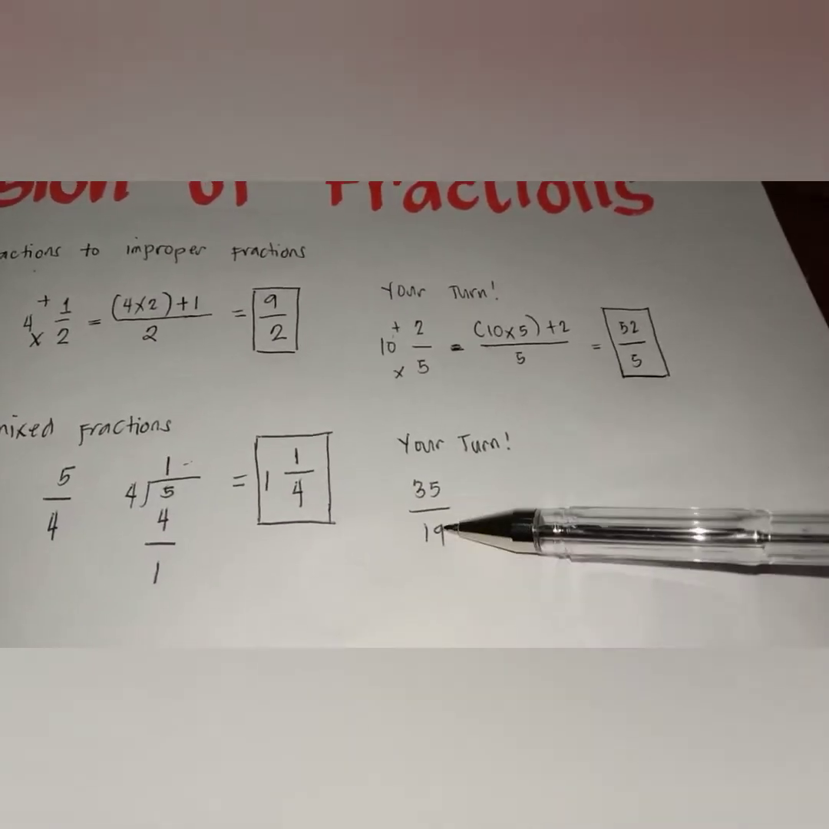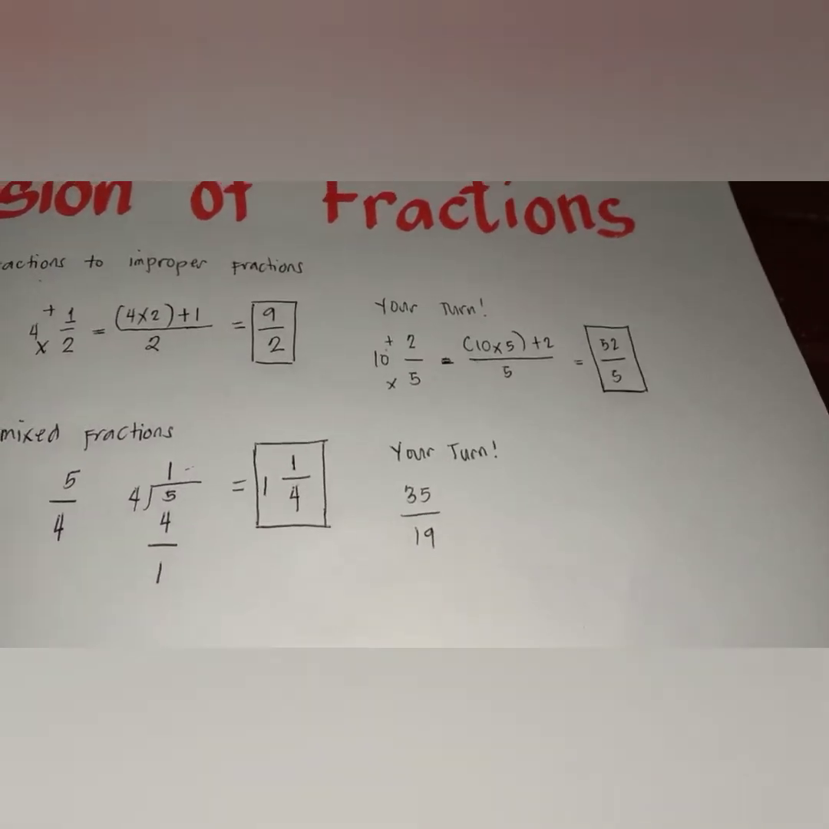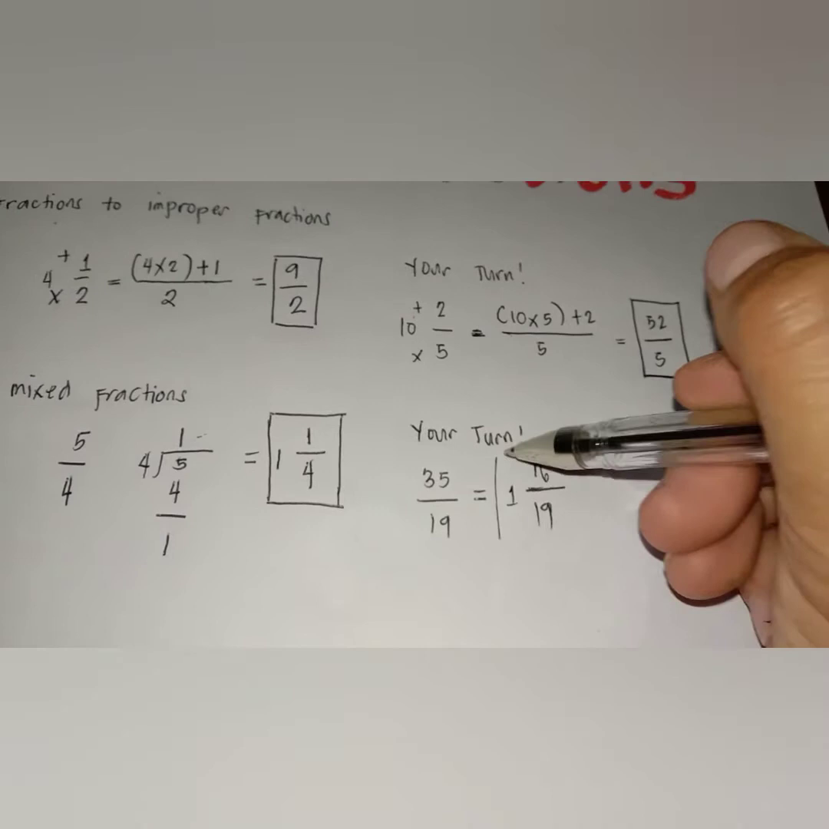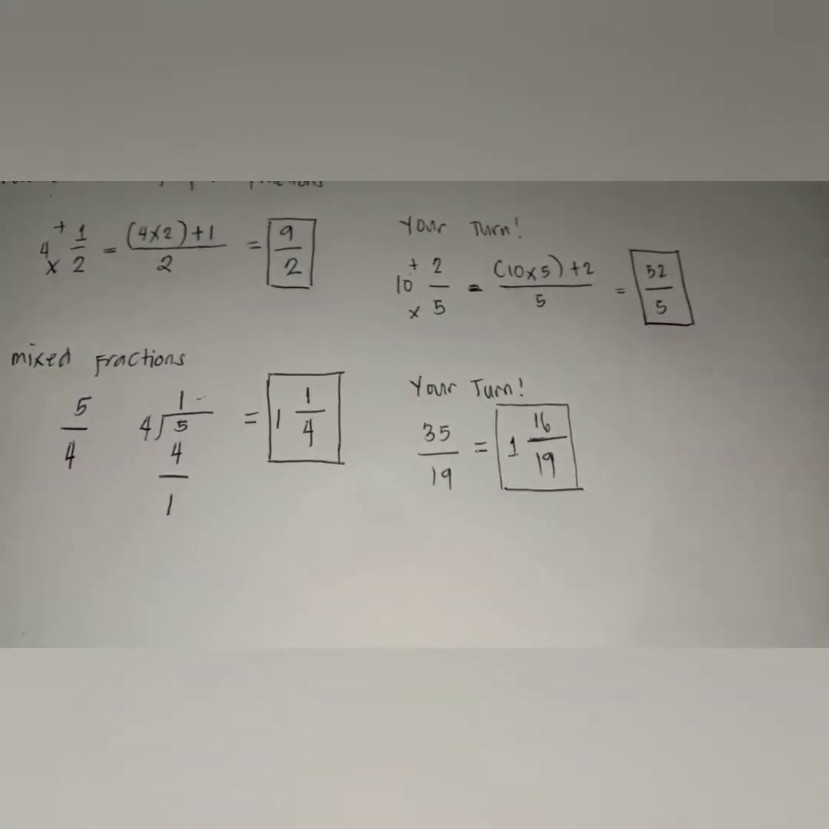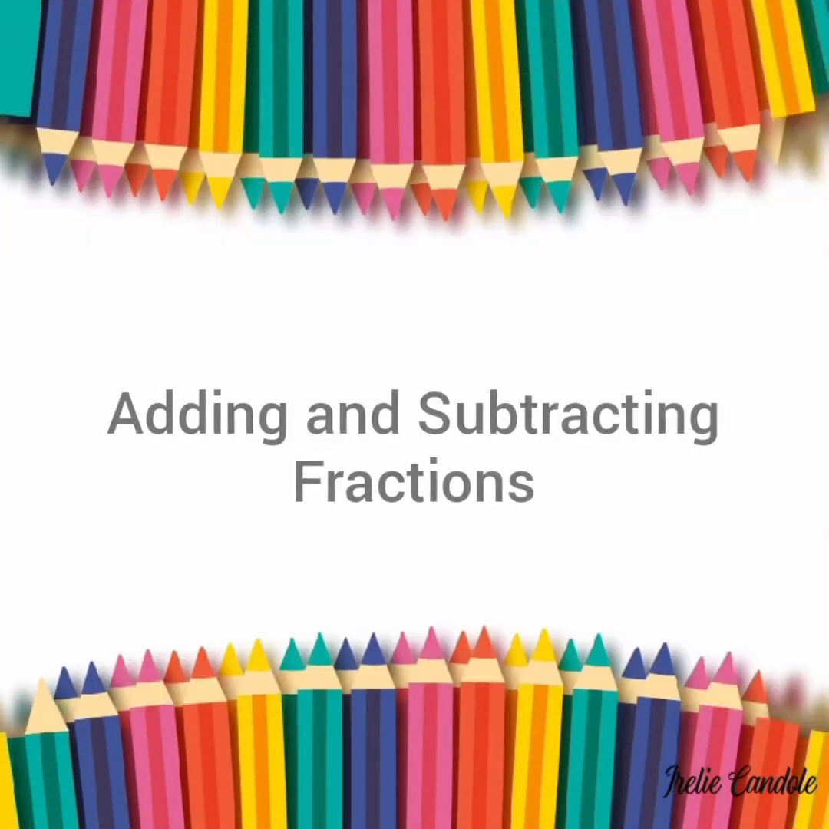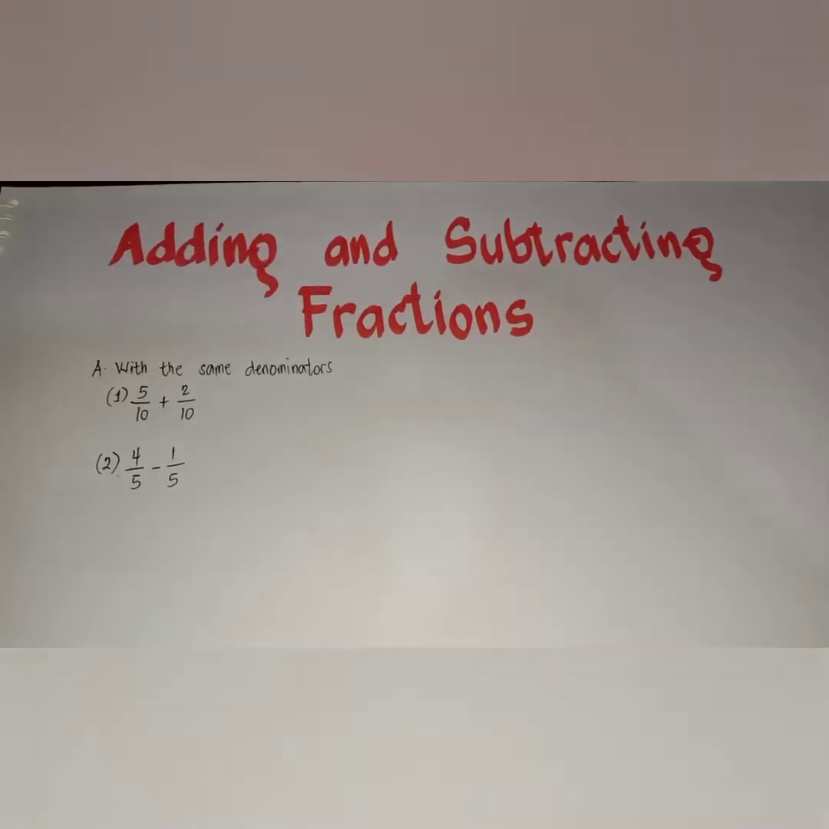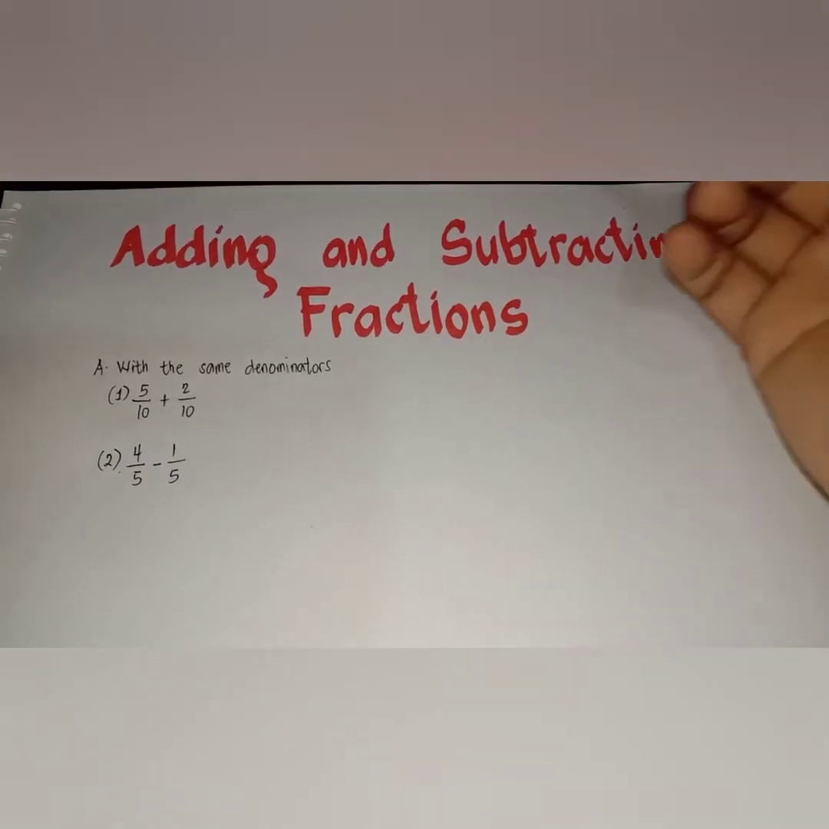Your turn. Can you convert 35 over 19 to mixed fractions? Answer is 1 and 16 over 19. Did you get the correct answer? Now let's go to adding and subtracting fractions. First, let's add and subtract fractions with the same denominators.